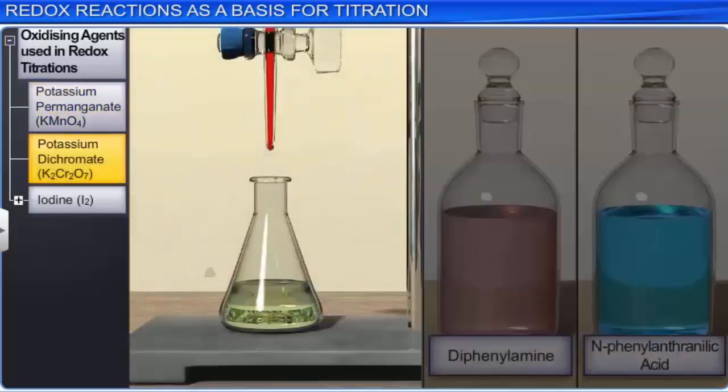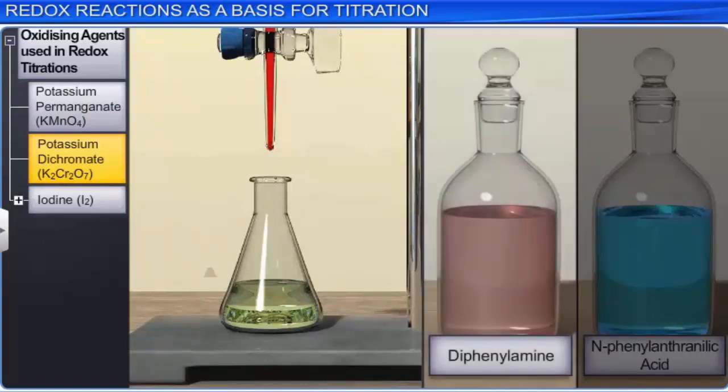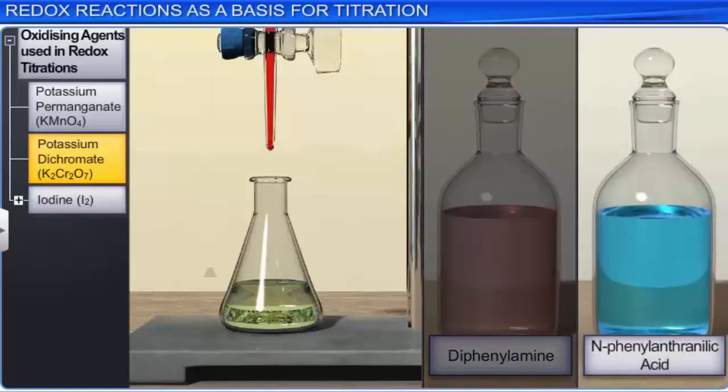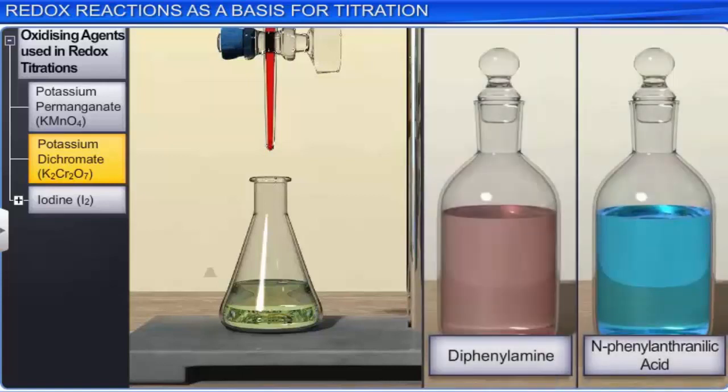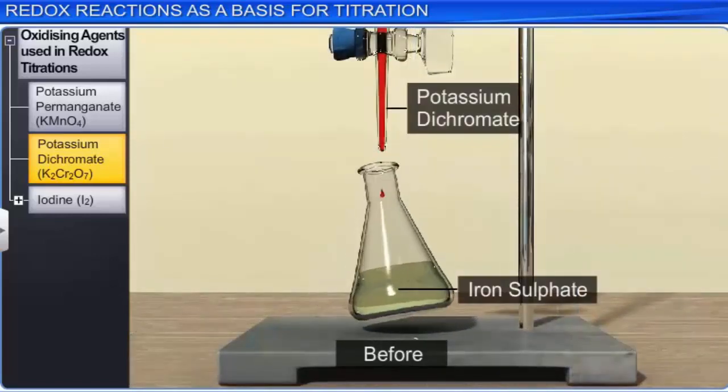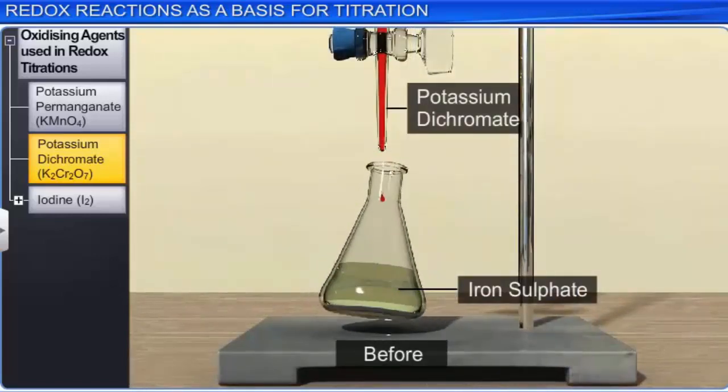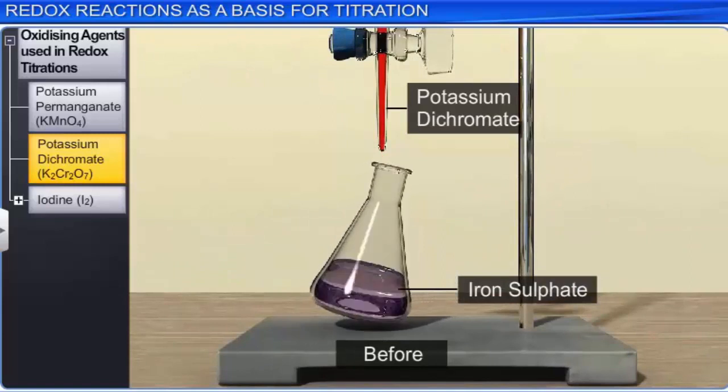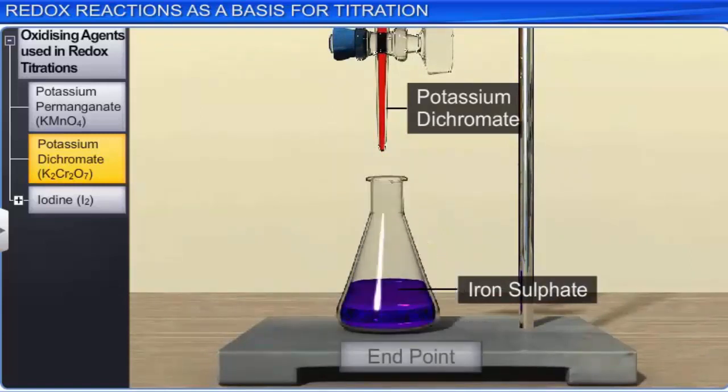In the redox titration reactions, where the oxidizing agent doesn't act as self-indicator, indicators such as diphenylamine or N-phenylanthranilic acid are used. These indicators are oxidized immediately after the last bit of the reactant is consumed, producing a dramatic color change.